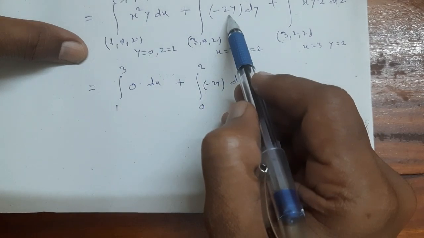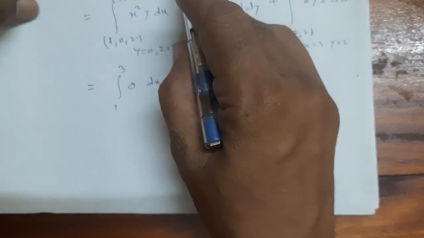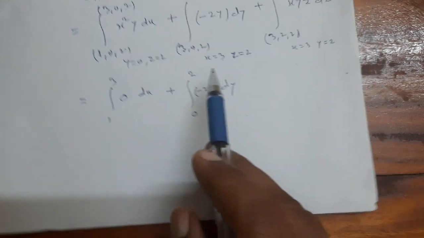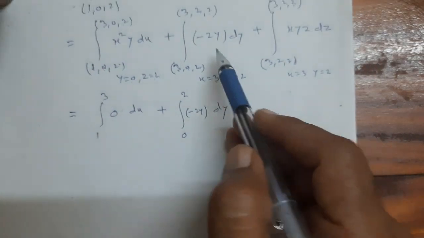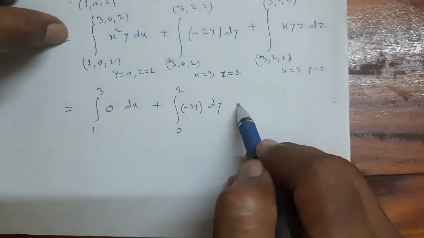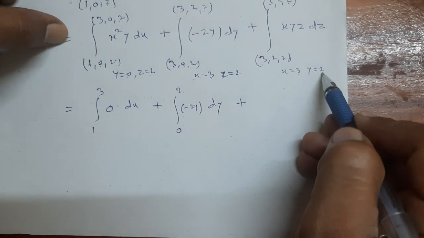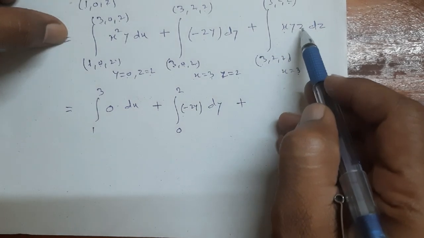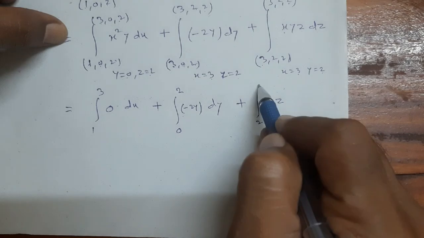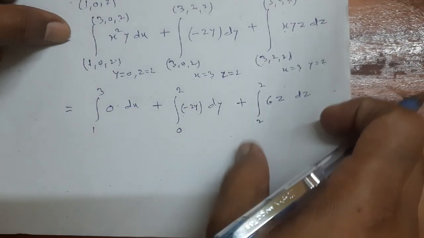If the function consists of x and z in the middle term, then you will have to substitute x to be equal to 3 and z to be equal to 2 there, and you should calculate the value of the middle term of the function. In the third case, if I substitute x to be 3, y to be 2, then 3 into 2 into z, that is 6z, I will have to integrate from 2 to 2 over dz. Correct? 2 to 2 over dz.